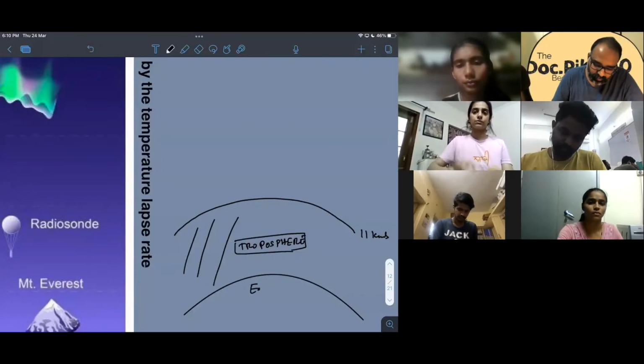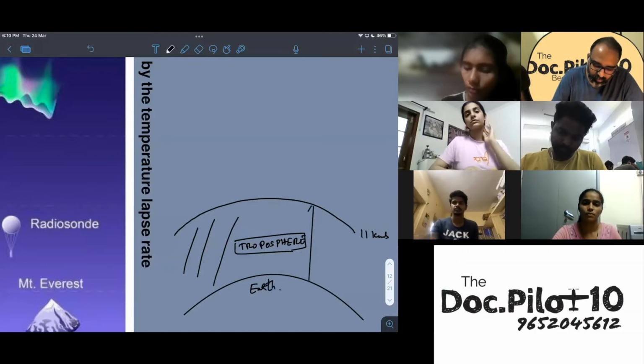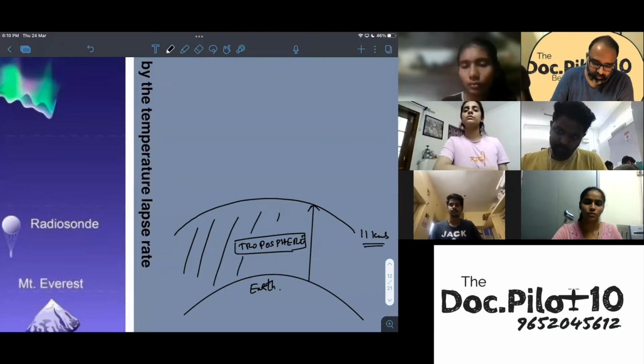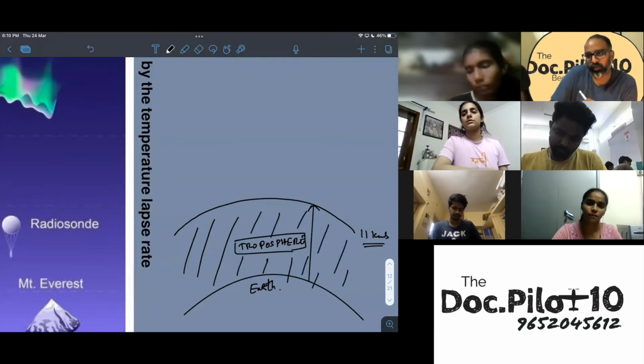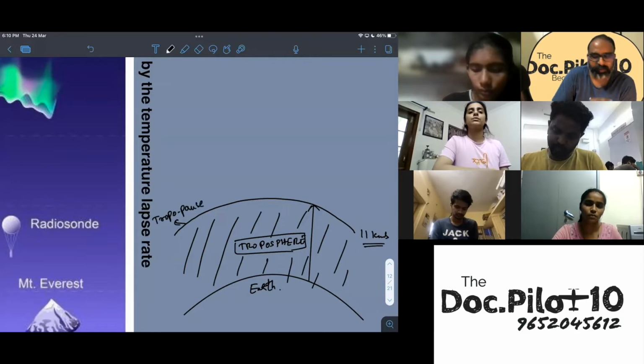If this is the Earth's surface, from the Earth's surface up till 11 kilometers approximately, this layer is called the troposphere. Now, where does the troposphere stop? It stops at a thin level called the tropopause. Pause means stop.